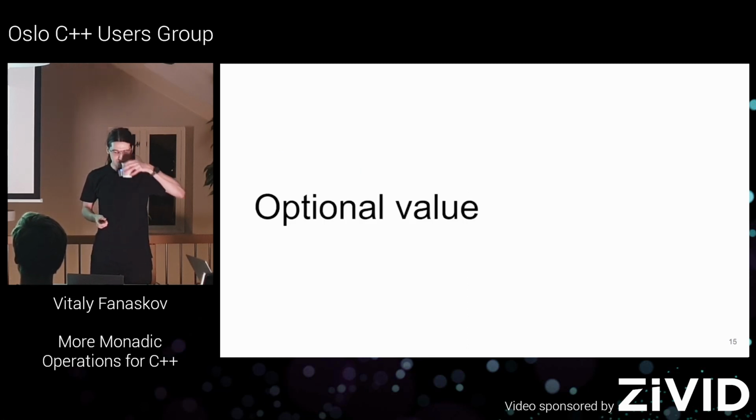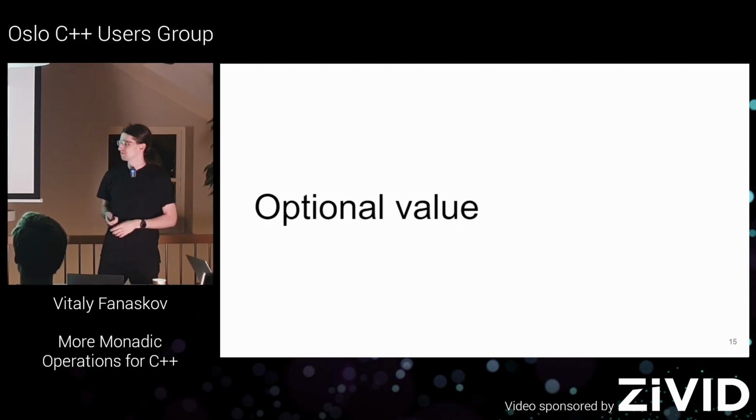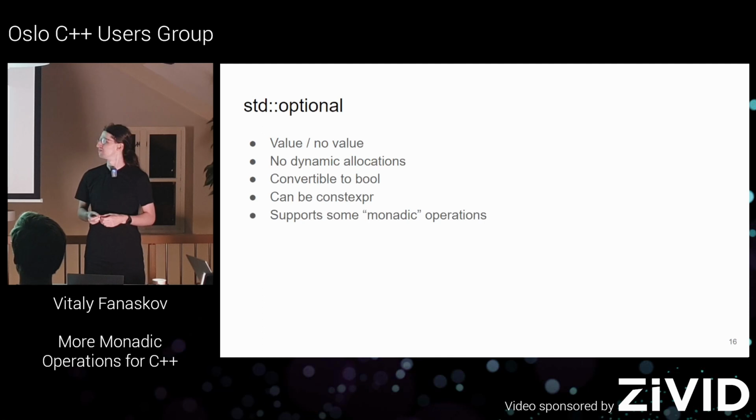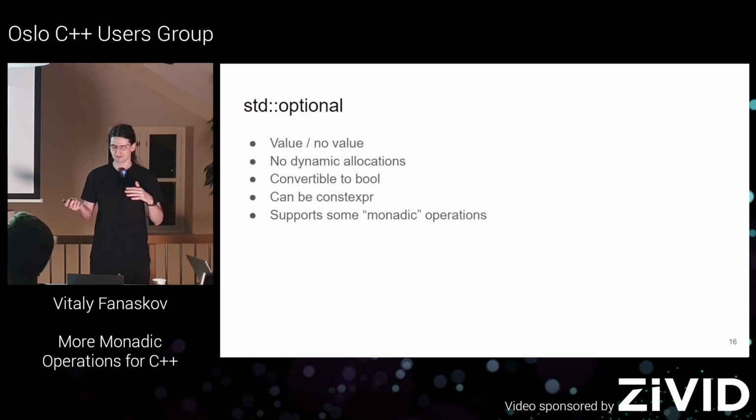Now, let's talk a bit about optional value, or std::optional. This is basically a type that holds either a value or nothing, no value. According to the standard and documentation, there are no extra allocations. There is no dynamic allocation. It just fits the std::optional structure. It's easily convertible to bool. There is both an explicit bool operator and methods to check whether there is a value or not. It can be constexpr, which is cool, so you can use it at compile time, if you will. And from the upcoming standard, C++23, it supports some monadic operations, at least four major operations.